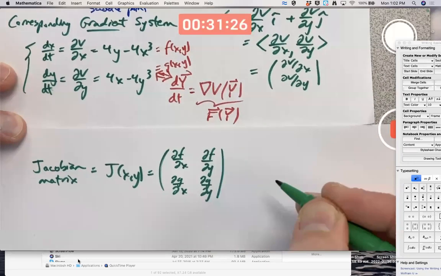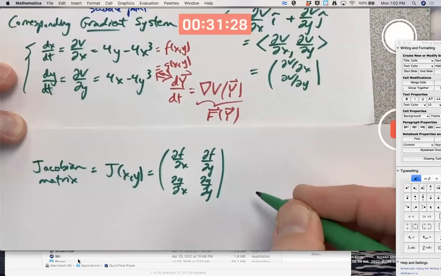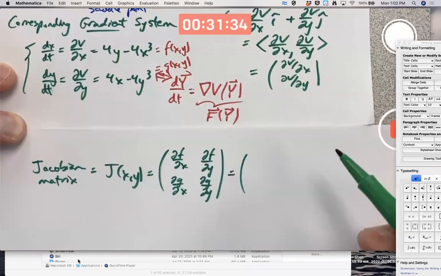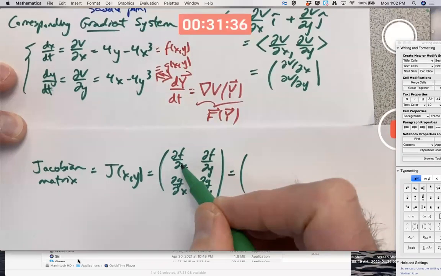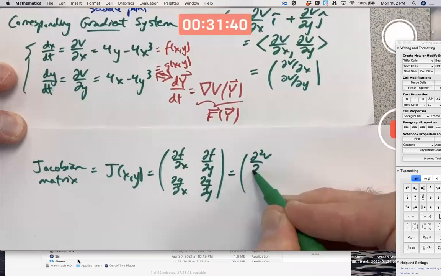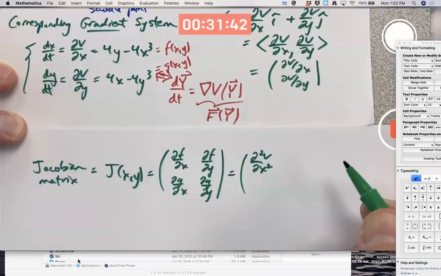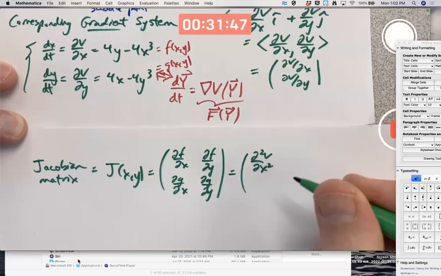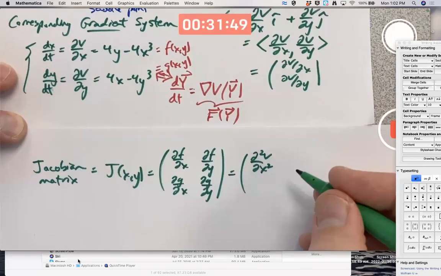But hey, wait a minute. f and g are related to v. f is the derivative of v with respect to x. If I take the derivative of f with respect to x, that's the same as the second derivative of v with respect to x. The Jacobian matrix of the system is going to be the Hessian matrix of the function v.